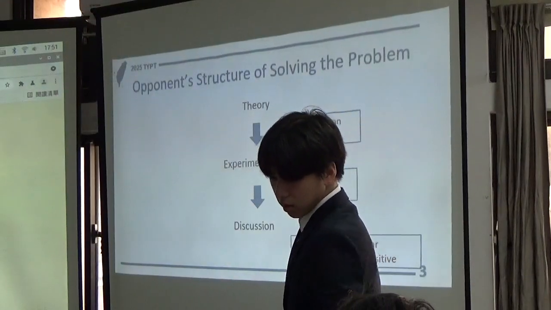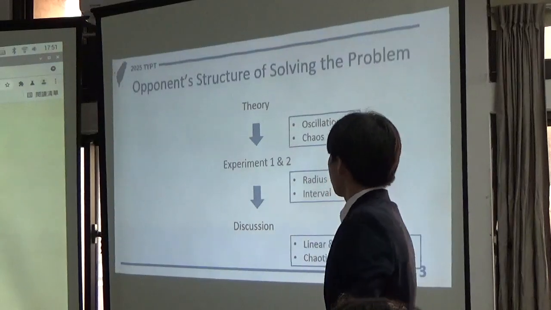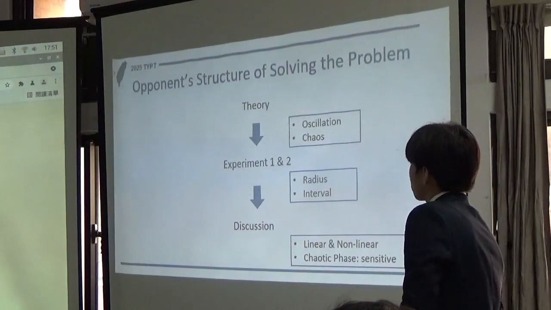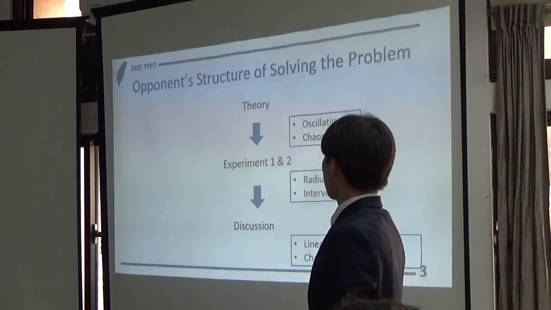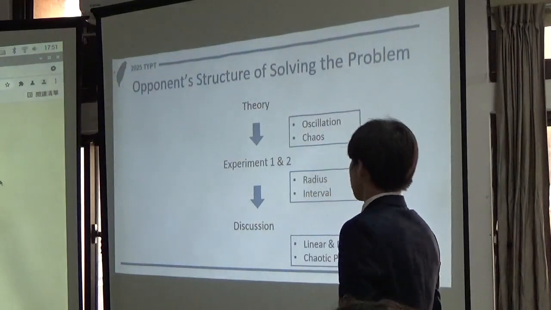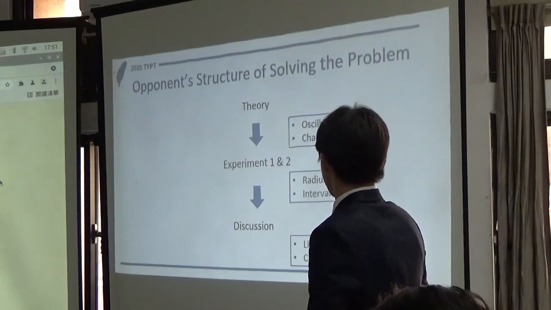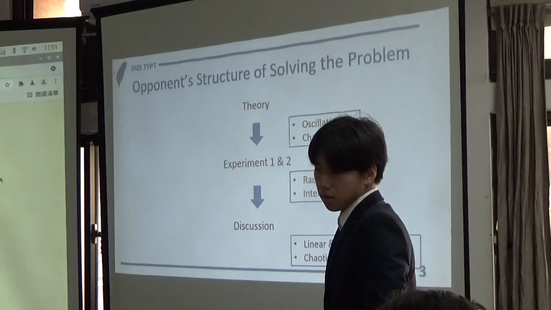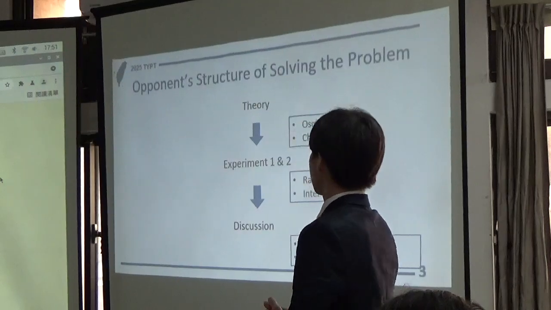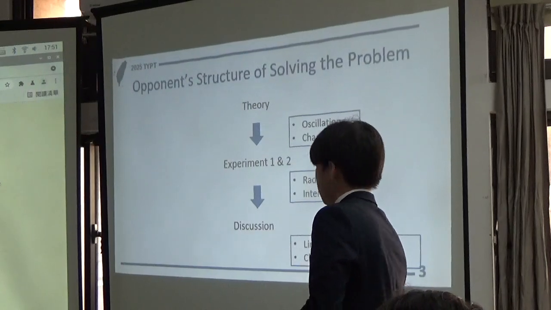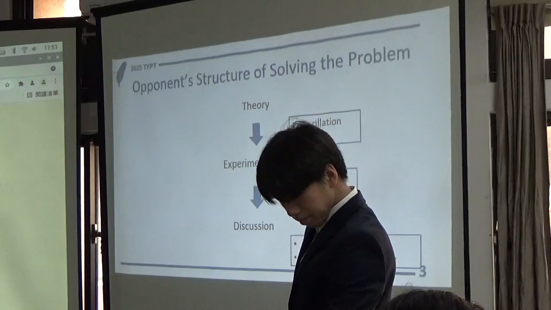Moving on to their structure. They went on with their theory, they explained oscillation and chaos, and they showed experiment 1 and 2. They talked about radius and interval, and they discussed the linear and nonlinear patterns and the chaotic phase, where the outcomes are very sensitive to the initial conditions.